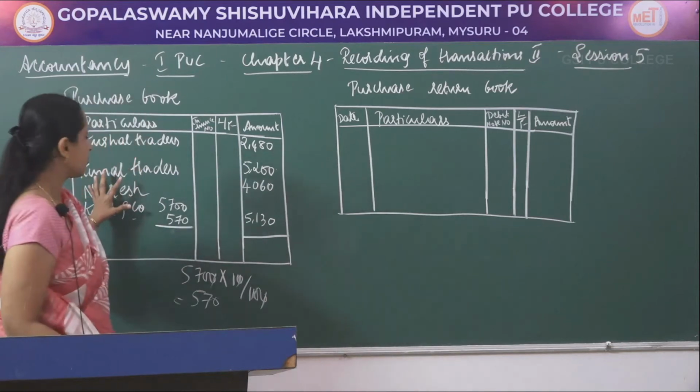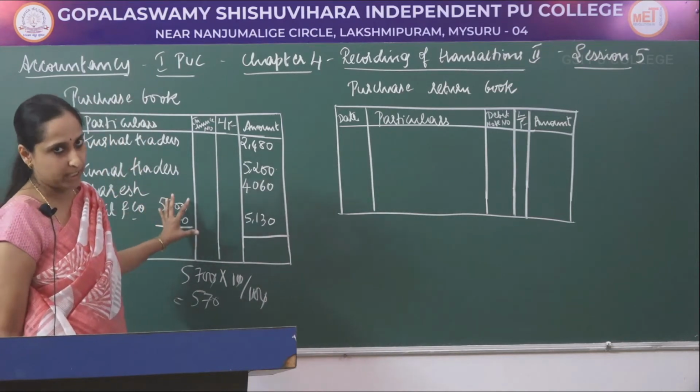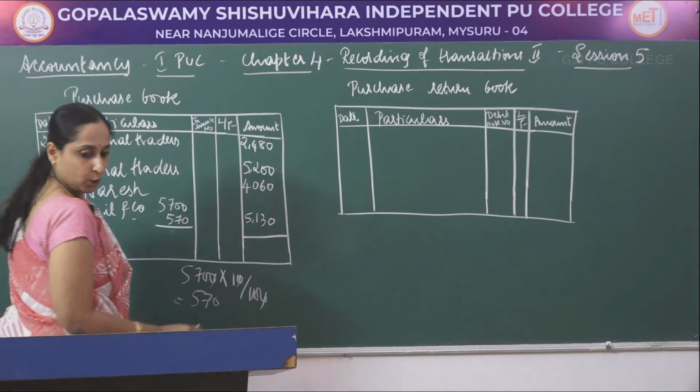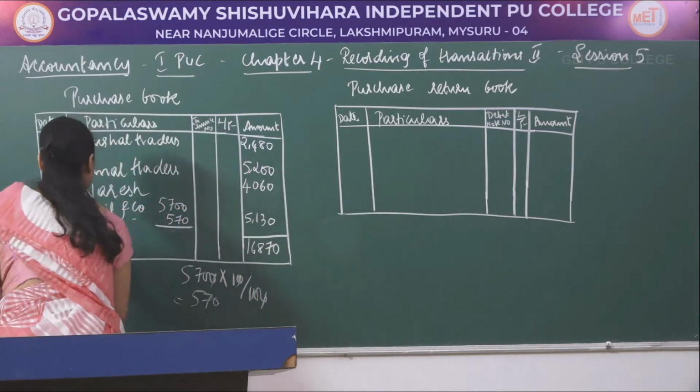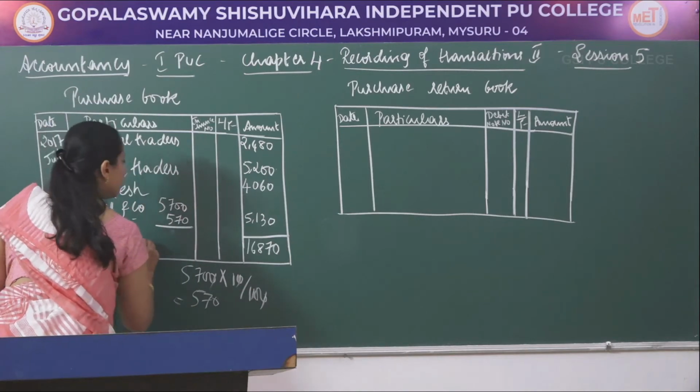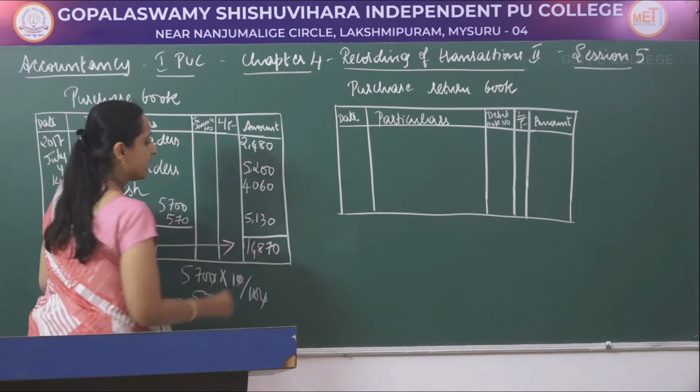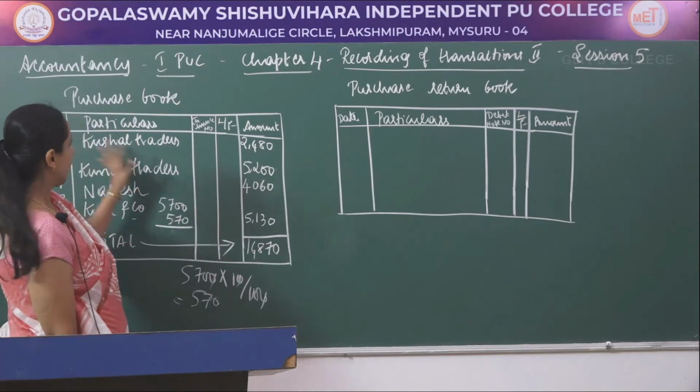So these are the transactions which come in the purchase book. Now we have to total this. The total of the purchases book comes to 16,870. So this is the purchase book.